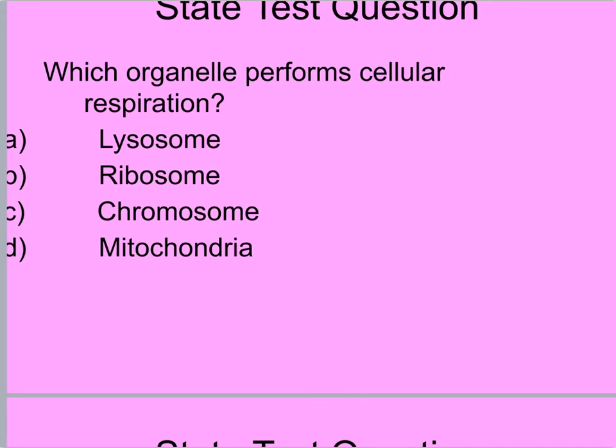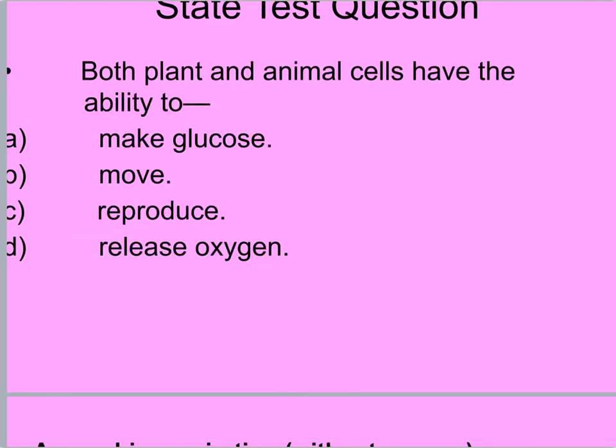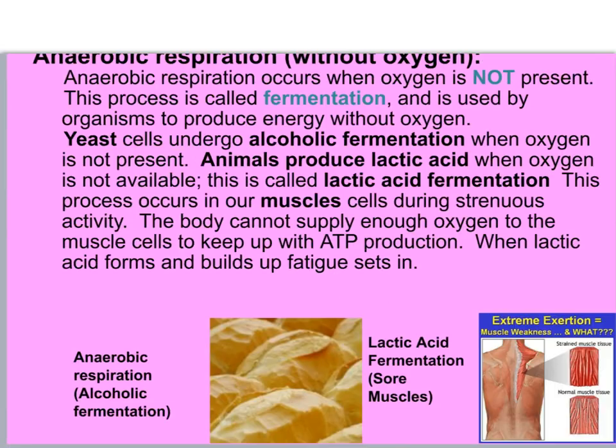Which organelle performs cellular respiration? That would be the mitochondria. Both plant and animal cells have the ability to. Well, hopefully you're thinking to do cellular respiration, because remember I mentioned that plants can do cellular respiration too if they need to grow or if they don't have access to sunlight. So cellular respiration, the end goal is to make glucose for energy.